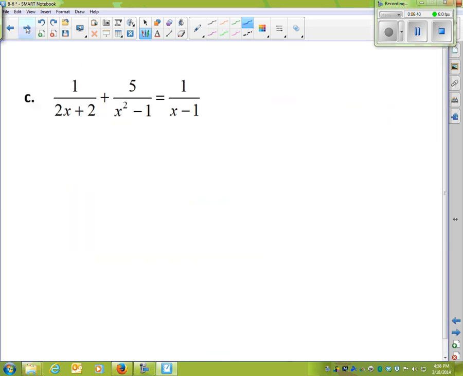Okay, let's do one more example together. This is about as complicated as it's going to get. And we're going to follow the same steps as we did before. I just have to add one extra thing into it. That is, I need to factor. I can see a GCF in the first fraction. I see difference of squares in the second fraction. Let's go ahead and factor.